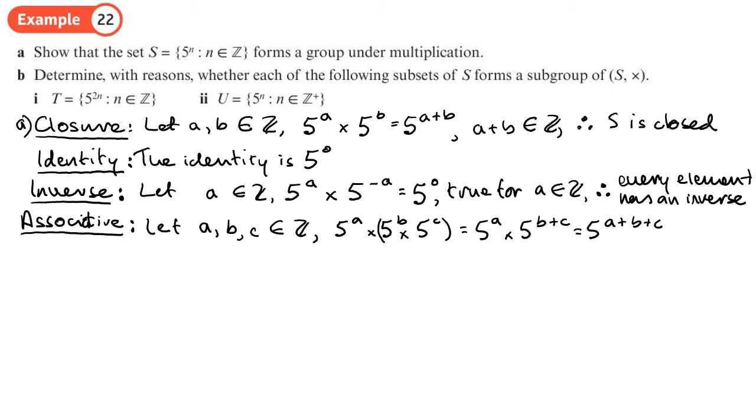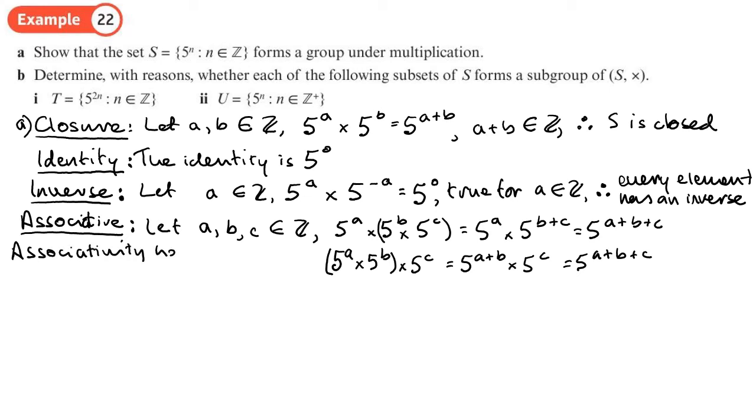And to check for this associativity, we're now going to do 5 to the a times 5 to the b, times 5 to the c. So that's going to be 5 to the power a plus b times 5 to the power c. So we get the same thing again. Okay, so associativity holds. So we can then say, therefore, the set S forms a group under multiplication, but we don't need to write that down.